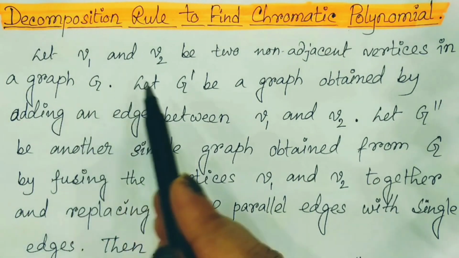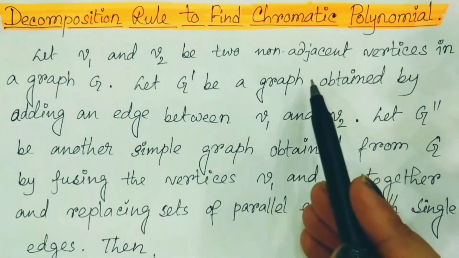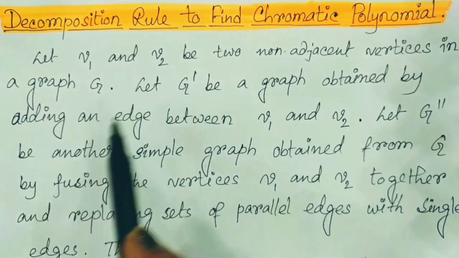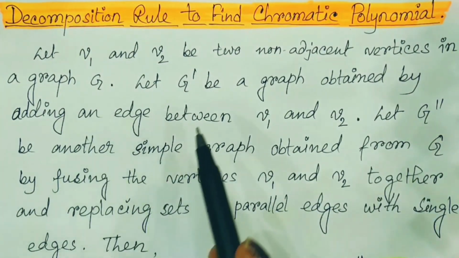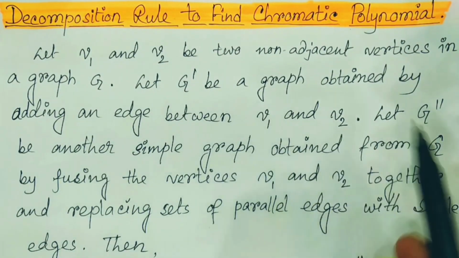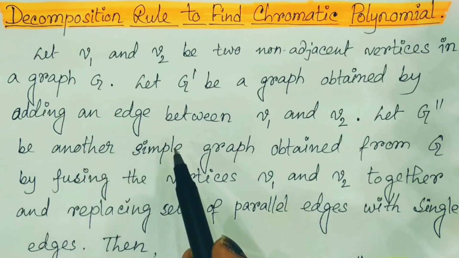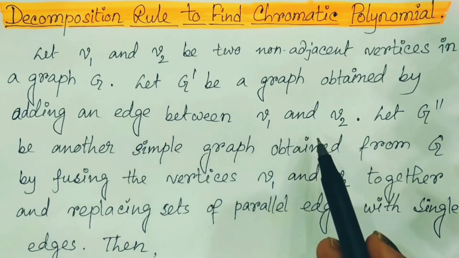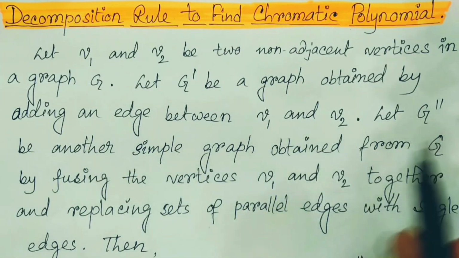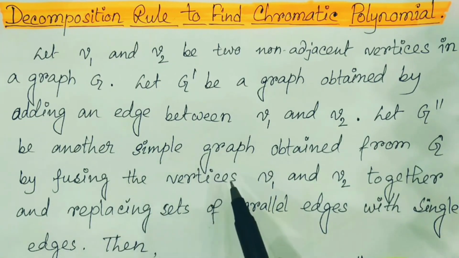Let V1 and V2 be two non-adjacent vertices in a graph G. Let G dash be a graph obtained by adding an edge between V1 and V2. Let G double dash be another simple graph obtained from G by fusing the vertices V1 and V2 together and replacing sets of parallel edges with single edges.